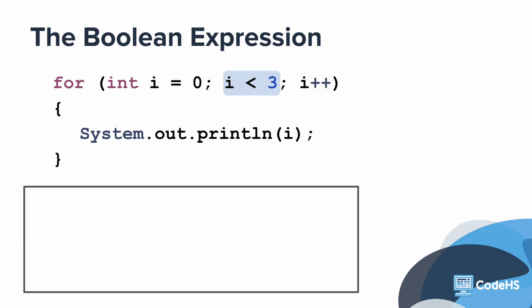Similar to what you've seen with other control structures, the Boolean expression can also be tailored to your needs. Let's change this example to be i less than or equal to 3. Can you predict what the printed output will look like when the program is run?